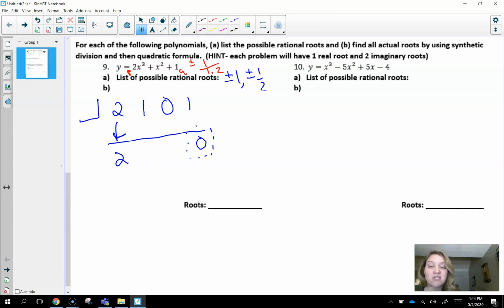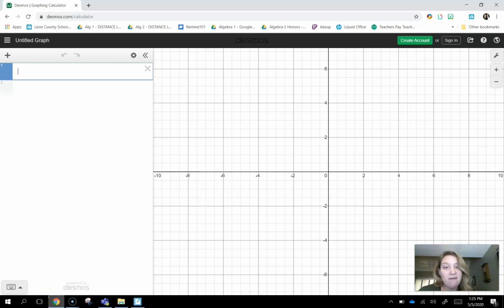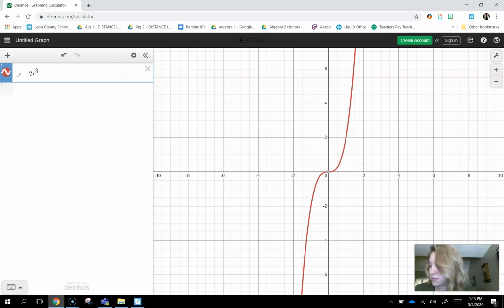Okay? So we can start plugging things in, or you can use your graphing calculator. Okay? So I'm going to bring up Desmos for you guys. Some of you have an app, some of you can use this website, some of you have your own graphing calculator. Either way, you're going to go to where your graph is, plug in an equation. So for this one, we're going to plug in y equals 2x cubed plus x squared plus 1.